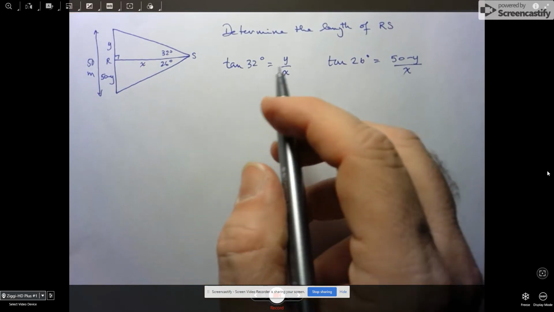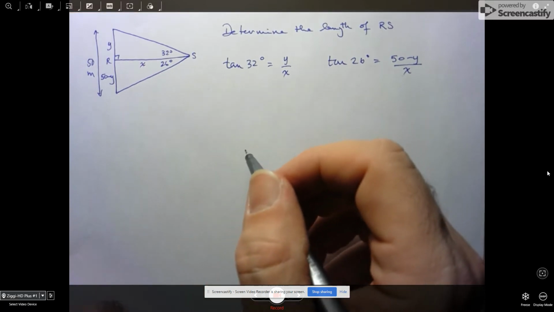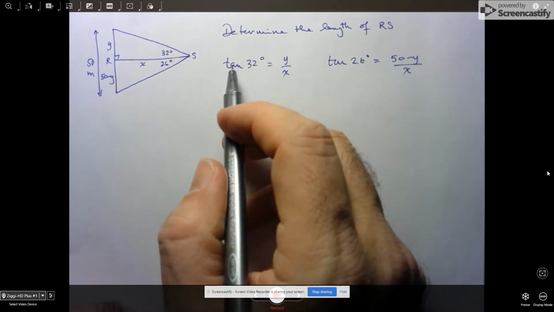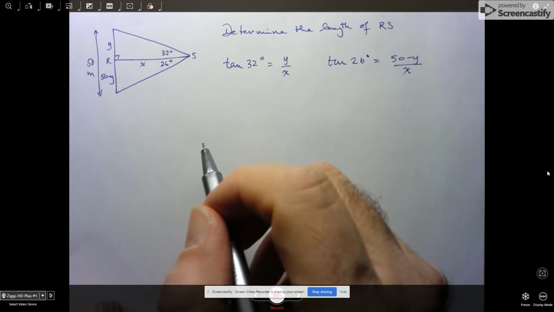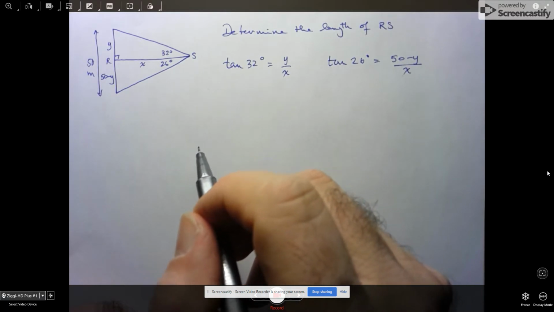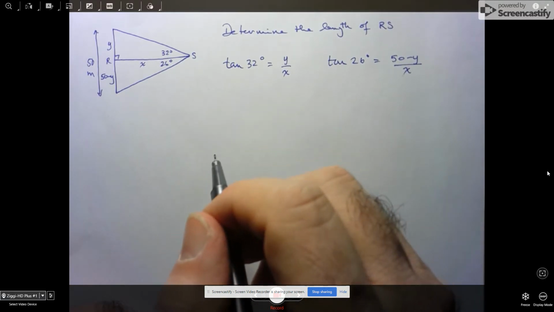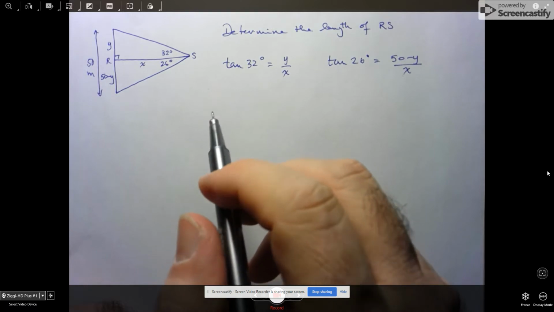Not quite as nice looking as the ones we would have solved in the past, but keep in mind that tan 32 and tan 26 just represent numbers. Okay, so let's see how we do it. We solved a similar one in class, and I'll do this one a little differently.